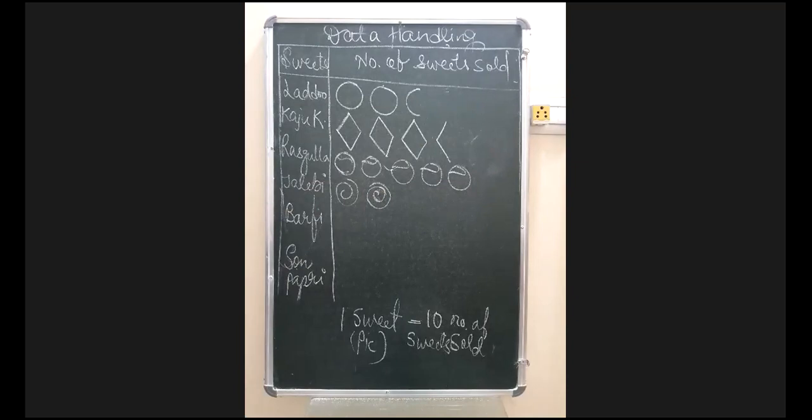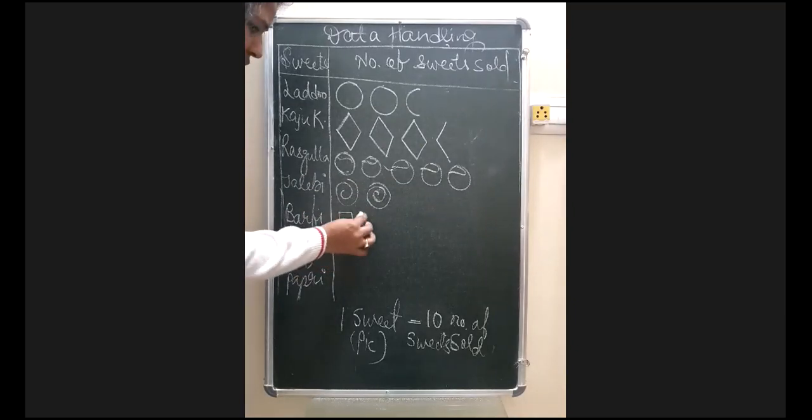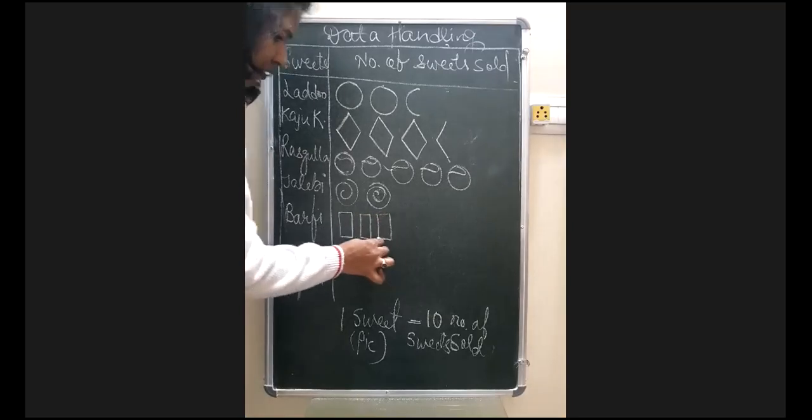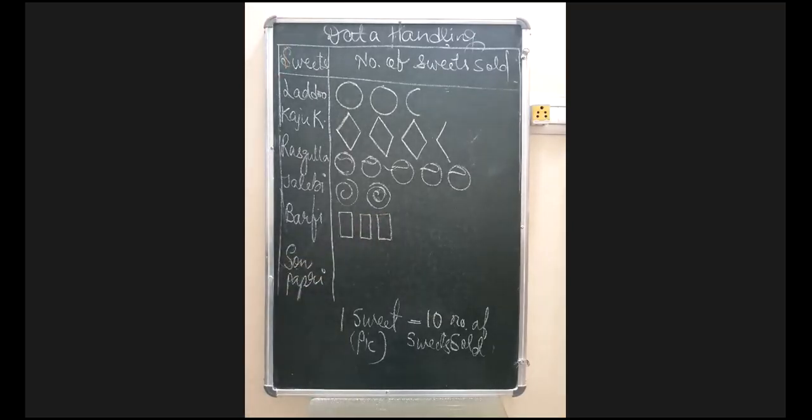Now moving on to barfi. I think barfis were 15... So here we have barfi, and barfis were 30. We are taking it in the form of a rectangular shape. So 1, 2 and 3. This is 30 barfis now.